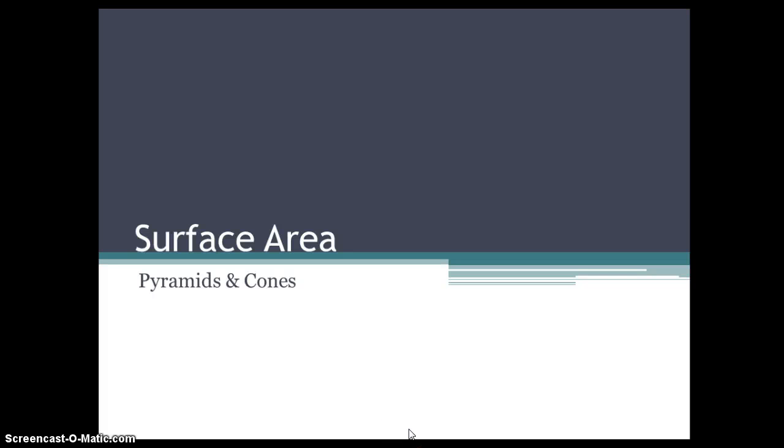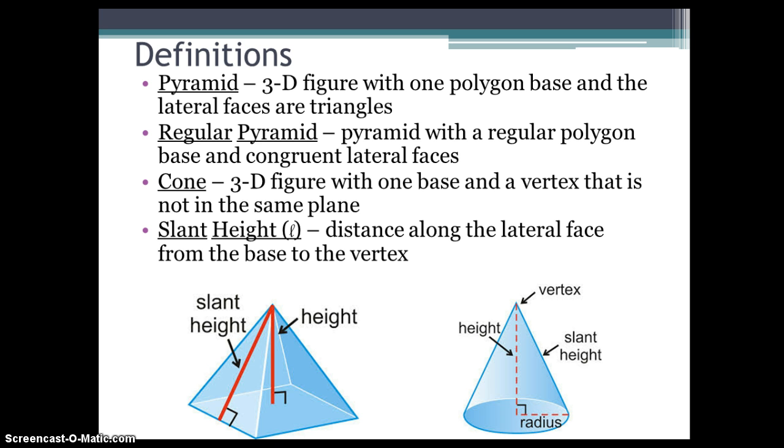Today we're going to continue talking about surface area, but we're going to focus on pyramids and cones. Now a pyramid is a 3D figure or a polyhedron with one polygon base and lateral faces that are triangles. A regular pyramid is just a pyramid that has a regular polygon base with congruent lateral faces. A cone is a 3D figure with one base and a vertex that is not in the same plane. So below we have an example of a pyramid and of a cone.